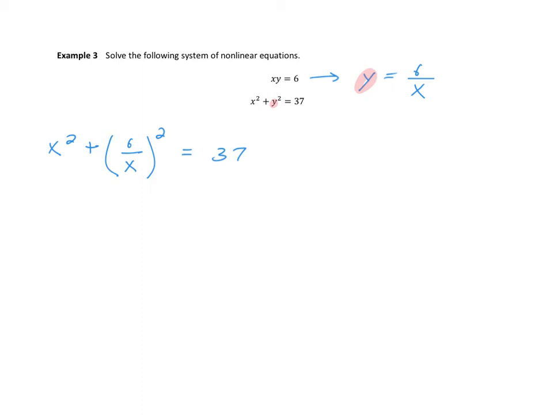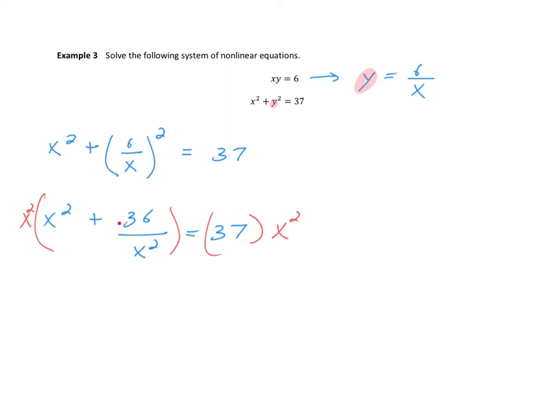Okay, I think I have to square the fraction, which means I'll square the numerator and square the denominator. So that's x squared plus 36 over x squared, and that's equal to 37. Again, I see this fraction. I want to get rid of this denominator. I think the simplest way to do that would be to multiply the left by x squared, and therefore multiply the right by x squared.